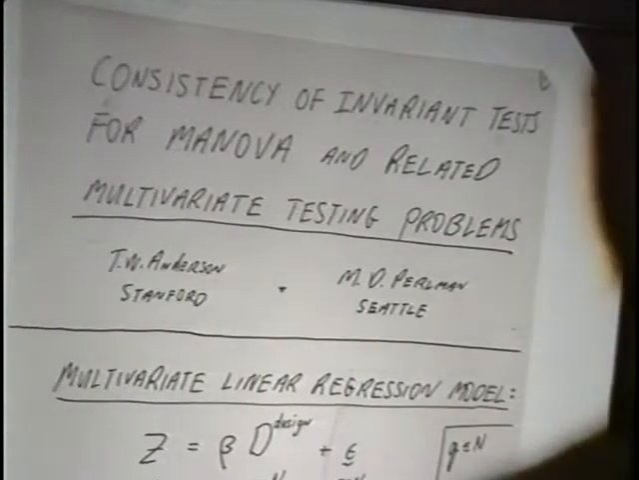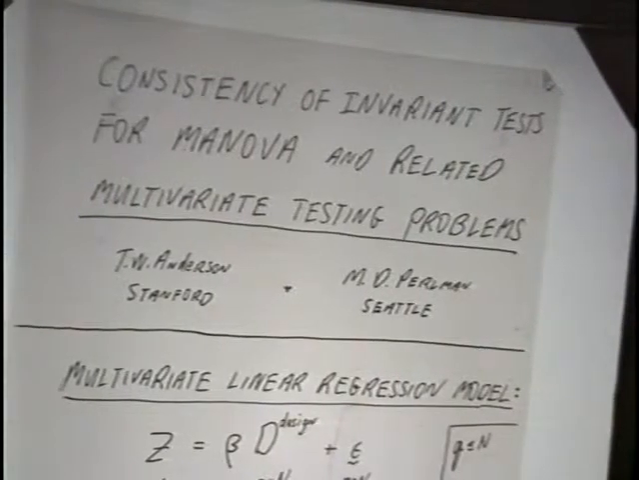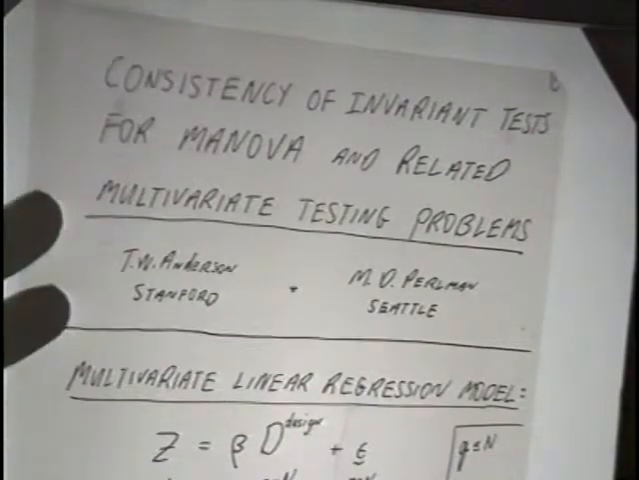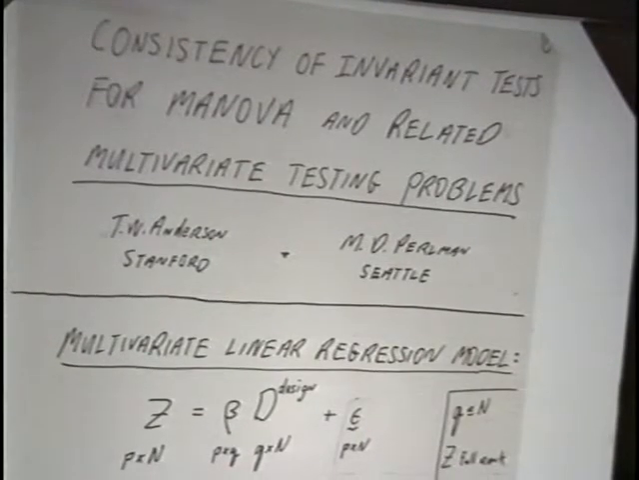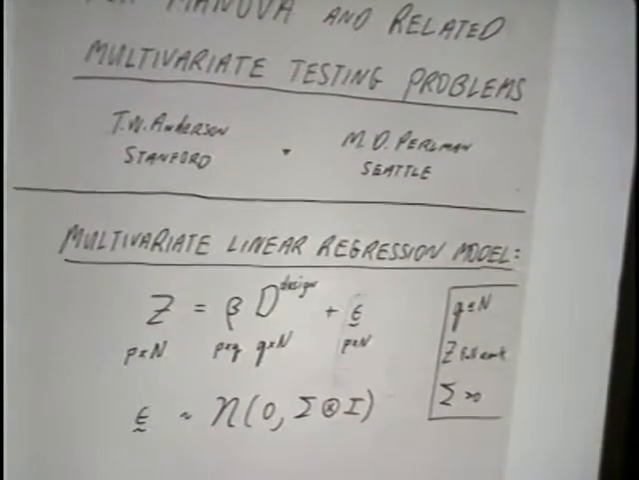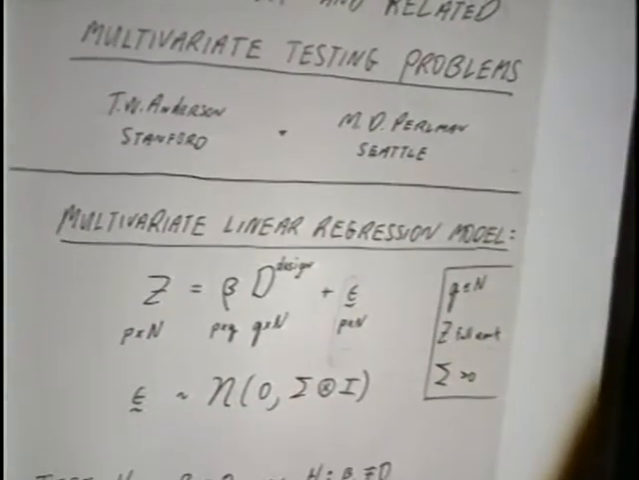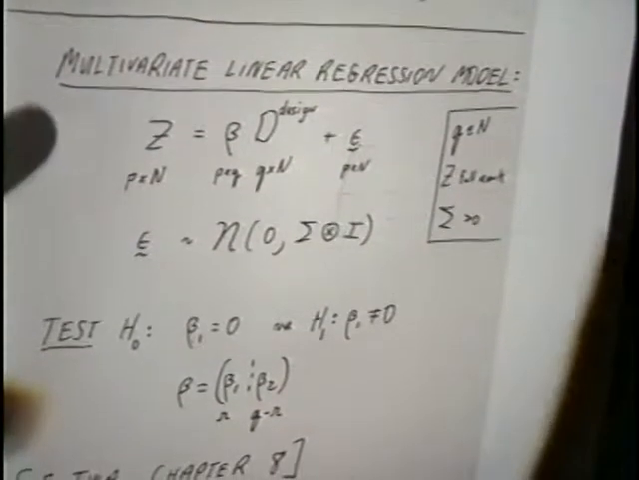My talk today, incidentally, reflects joint work with Professor Anderson at Stanford University. Take yourself back in time to the glorious years of classical multivariate analysis, 1986 perhaps. In particular, visualize Professor Anderson's classic work, An Introduction to Multivariate Statistical Analysis, more specifically Chapter 8 on the multivariate linear regression model, which I will remind you has this general form.